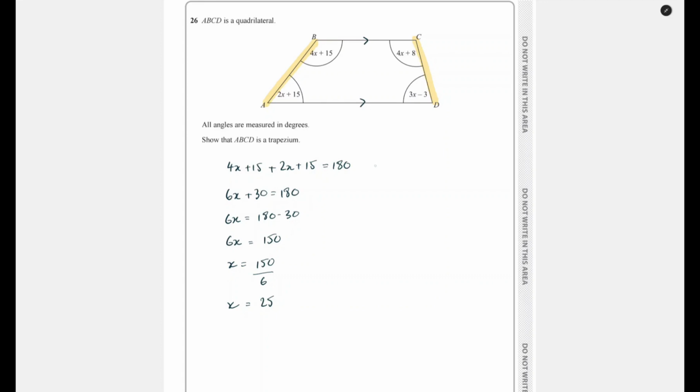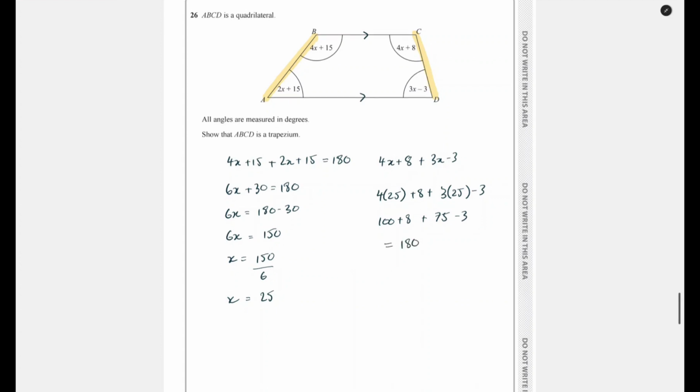And now we can check this with the angles on the line CD, and they should add up to 180. So it's 4x plus 8 plus 3x minus 3. We know that x is 25, so 4 times 25 plus 8 plus 3 times 25 minus 3. 4 times 25 is 100, plus 8, plus 3 times 25, which is 75, minus 3, and that is equal to 180. So we've shown that ABCD is a trapezium.